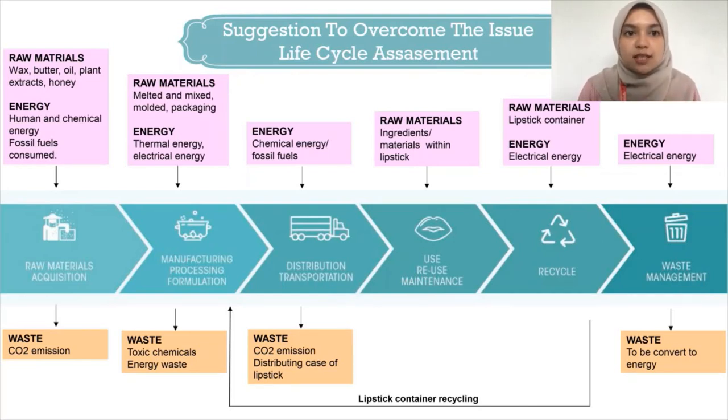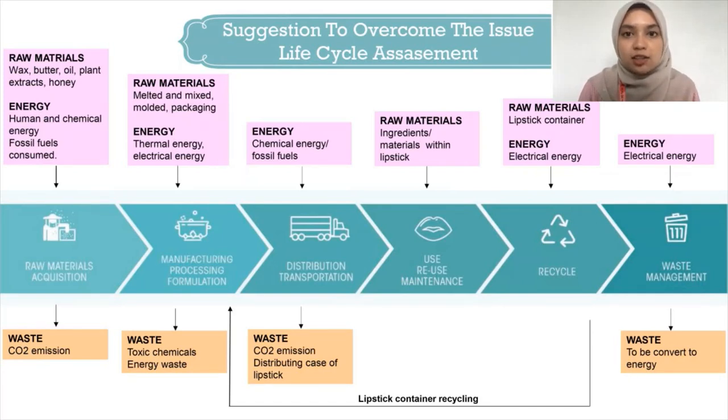Moreover, distribution, transportation. The energy consumed is chemical energy and fossil fuels. The waste produced is carbon dioxide emission and the distributing case of lipstick. Use, reuse, maintenance. The raw materials are the ingredients within the lipstick. Next, recycle. The raw material used is the lipstick container. Usually, it uses a recyclable plastic container.